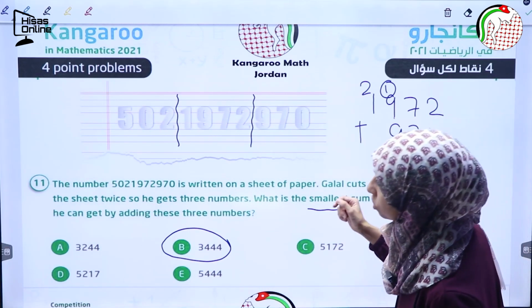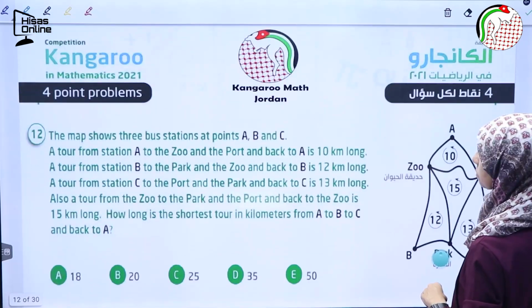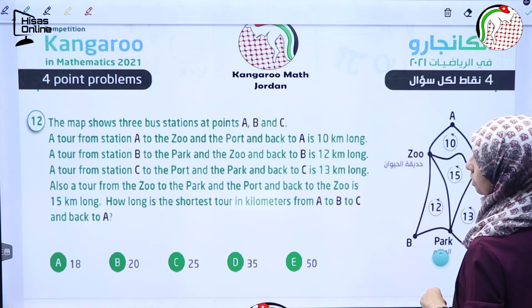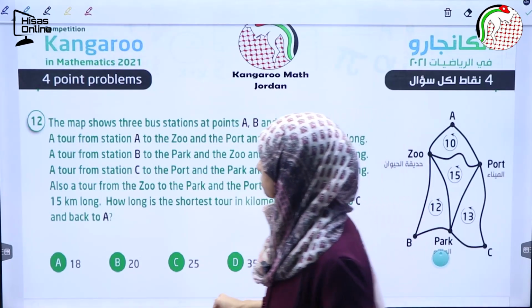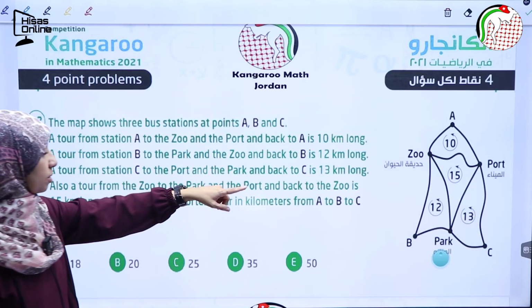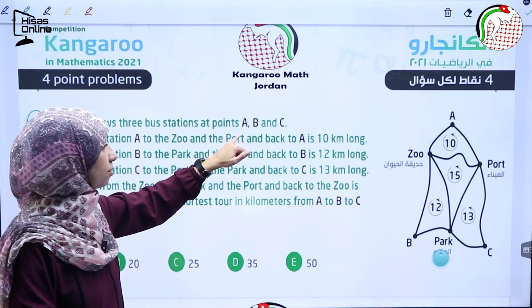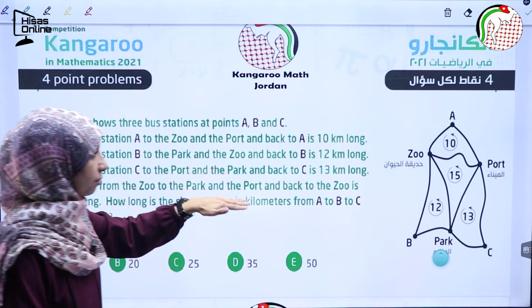Moving on from question 11. That's a really interesting question. Now let's focus on question 12. The map here beside shows 3 bus stations at point A, B, and C. I will explain on the map.